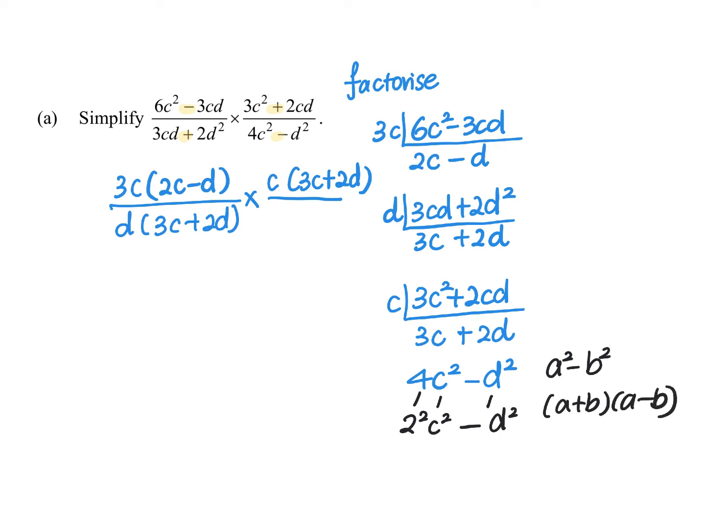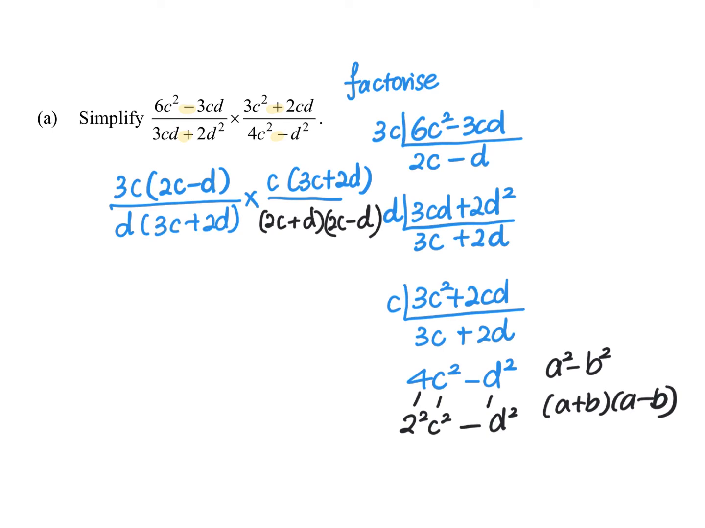So for this one over here, we will factorize it into an expression with two brackets. One is plus, the other one is minus. So this will be 2c plus d, 2c minus d. Not enough space for working.